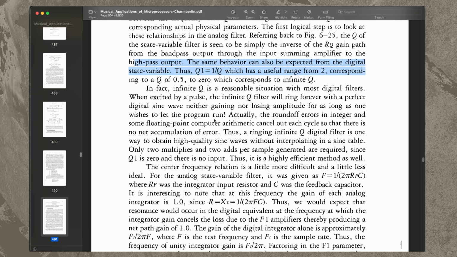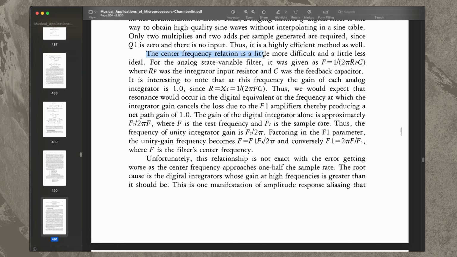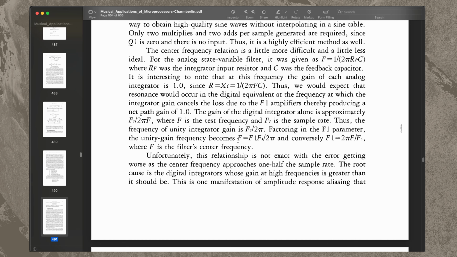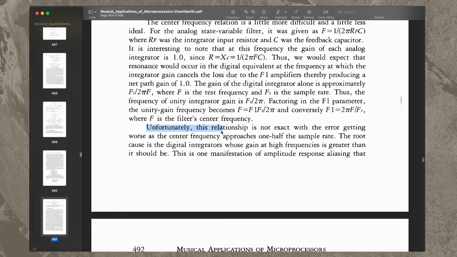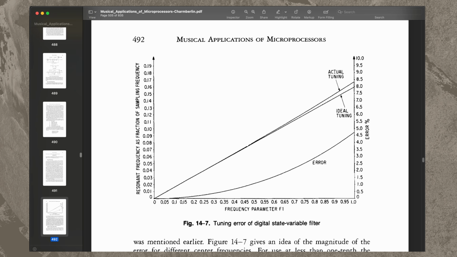And then there's the frequency, which is a bit more complicated. Center frequency relation is a little more difficult and a little less ideal. And this was a lesson in reading the whole paragraph before trying to dive in, because for a while I was messing around with this equation, but it was not yielding good results. That's because, unfortunately, the relationship is not exact, with the error getting worse where it says the center frequency approaches 1/2 the sample rate.